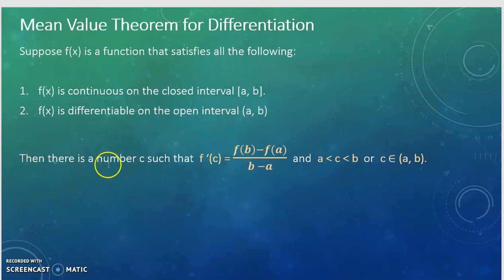Then there is a number c such that f'(c), where we have to substitute the variable c into the derivative, is equal to (f(b) minus f(a)) over (b minus a), where (a, b) is the interval and c is located in the interval (a, b), or we can write c is an element of (a, b). Next, let's look at one example.